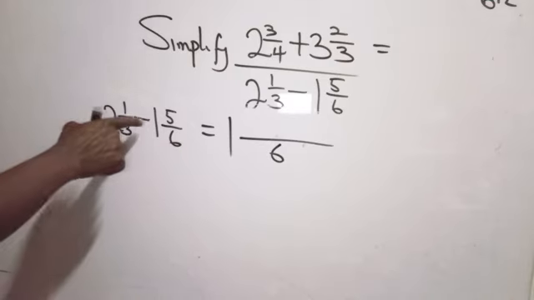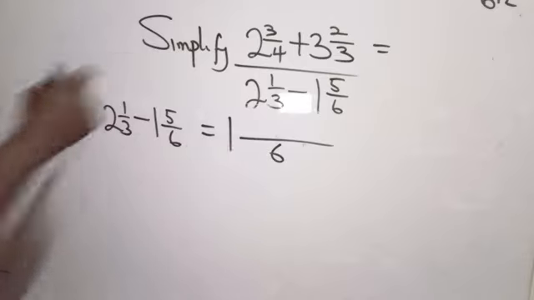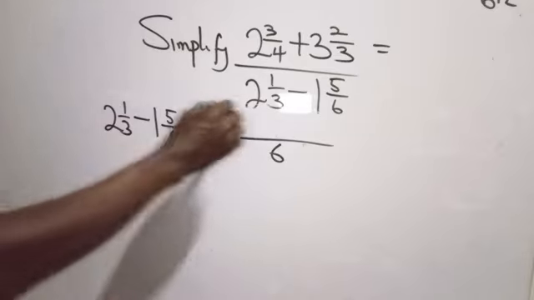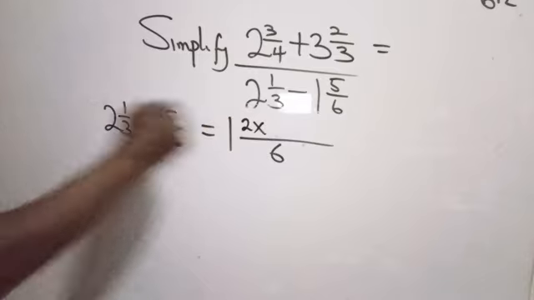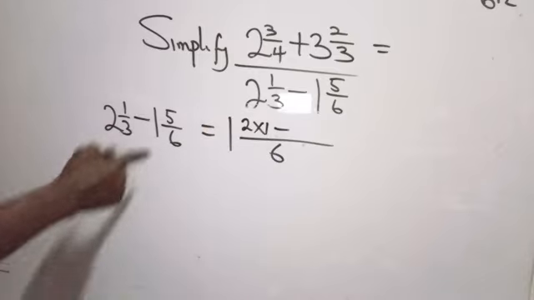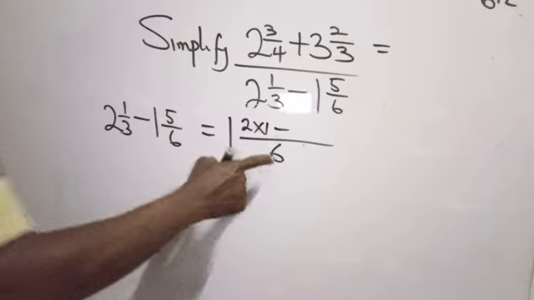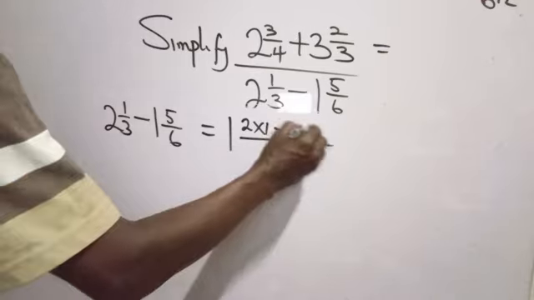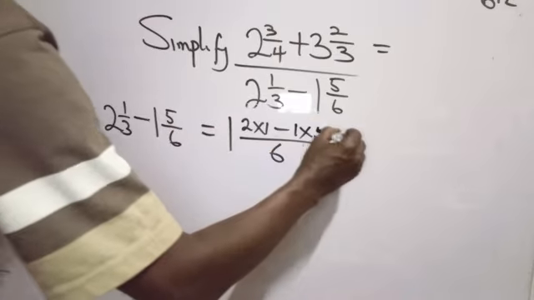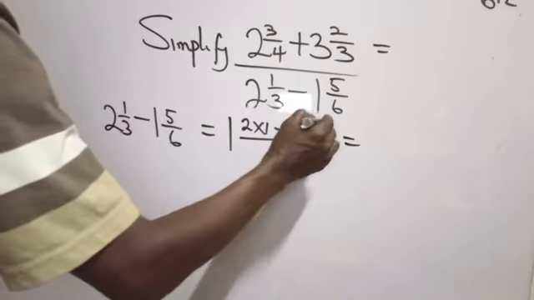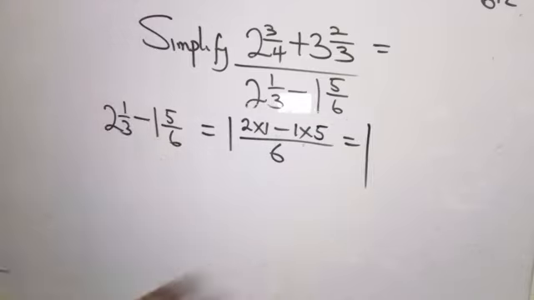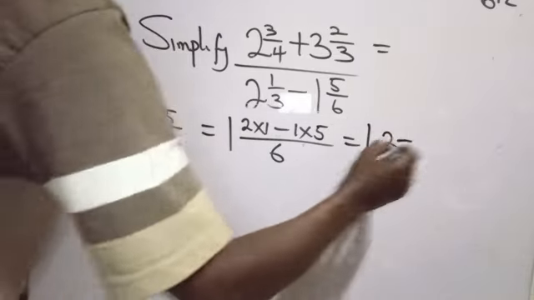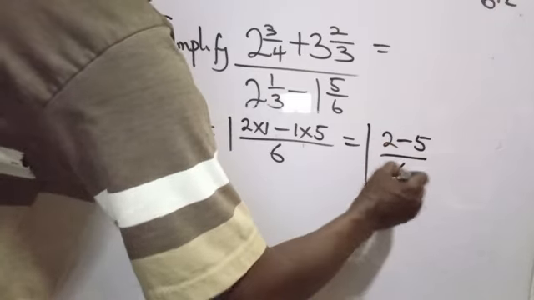So 2 minus 1, the whole number, is 1. How many 3 are you going to get from 6? That's 2, so that will be 2 times this 1. Then minus. How many 6 are we going to get from 6? It's 1, because 6 times 1 is 6, so that will be 1 times 5. Everything now becomes one whole number, 2 times 1 is 2, then minus 5 over 6.